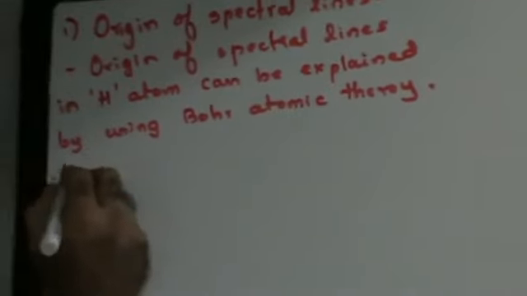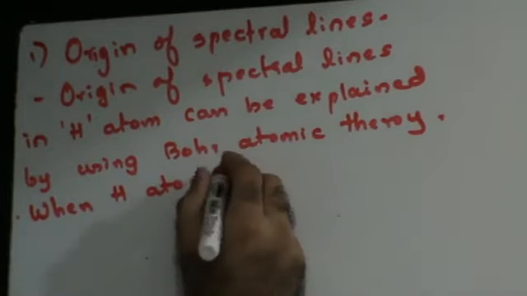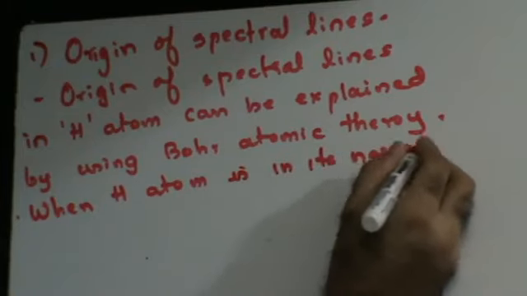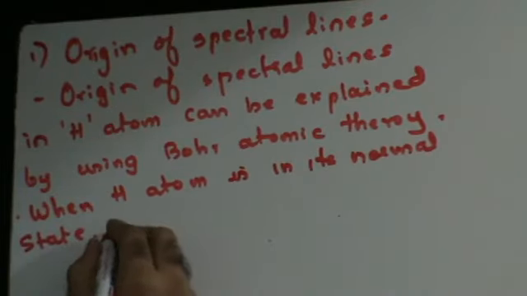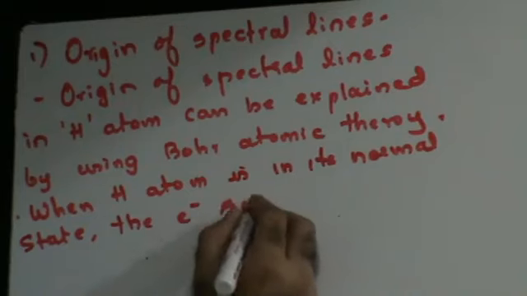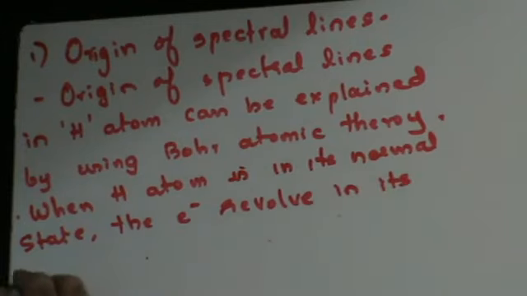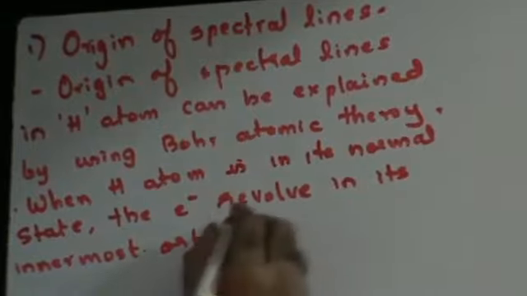When hydrogen atom is in its normal state, the electrons revolve in its innermost orbit. Right? Now, this energy state is the lowest energy state of the electron and it is called as the ground state.